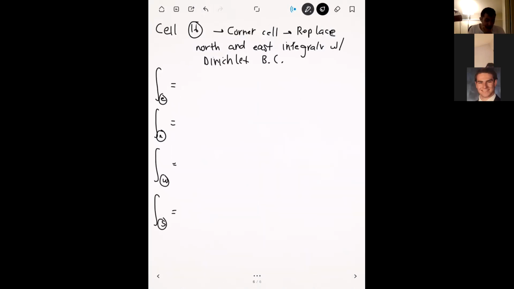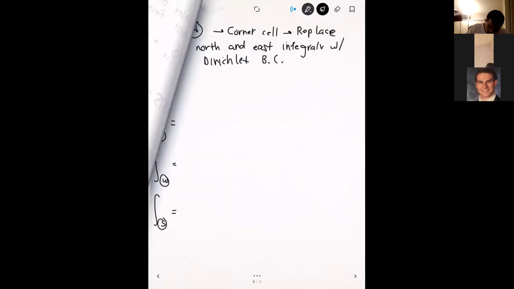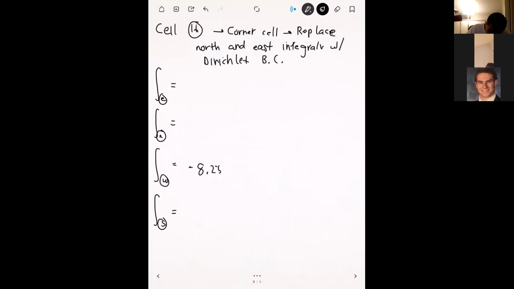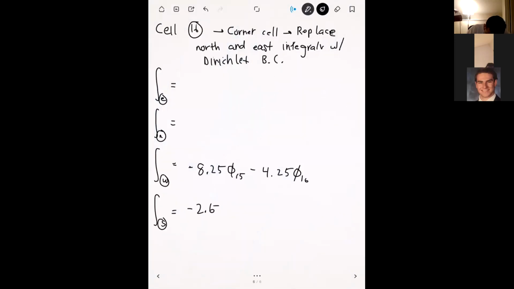All right. Okay, so we have our four integrals just like before. And so let's evaluate the west and the south ones because we actually do have neighbors there, right? And so for the west integral, let me go back a couple. We have a minus 8.25 and a minus 4.25. Okay. And so we have minus 8.25 times the west neighbor. So the west neighbor for cell 16 is cell 15. Okay. And the minus 4.25 phi sub c, which is cell 16. Okay. And then for the south integral, what we have is a minus 6.25 plus 1.375. So minus 2.625 south neighbor, which is phi 12, plus 1.375 phi sub c, which is phi 16.